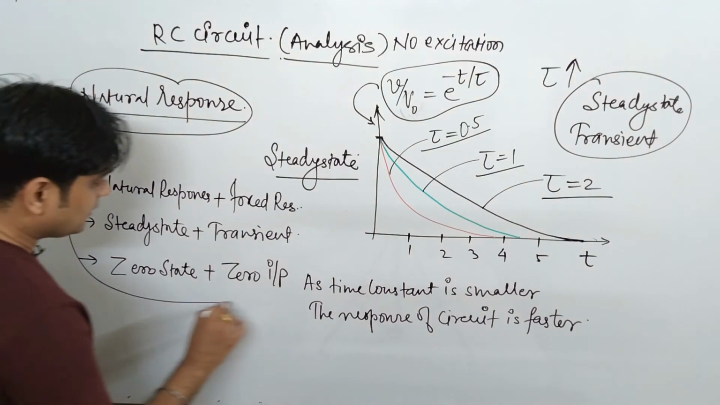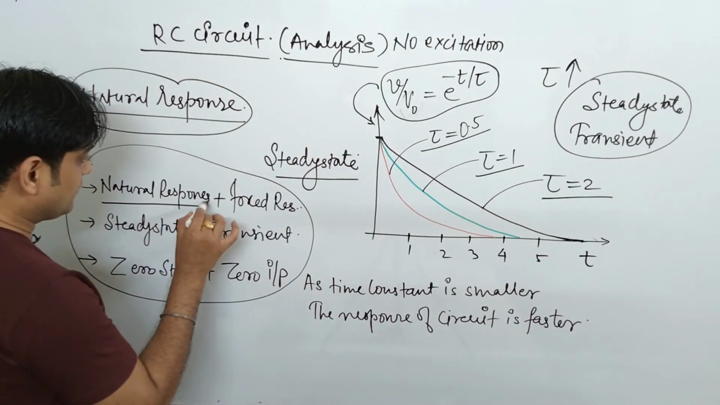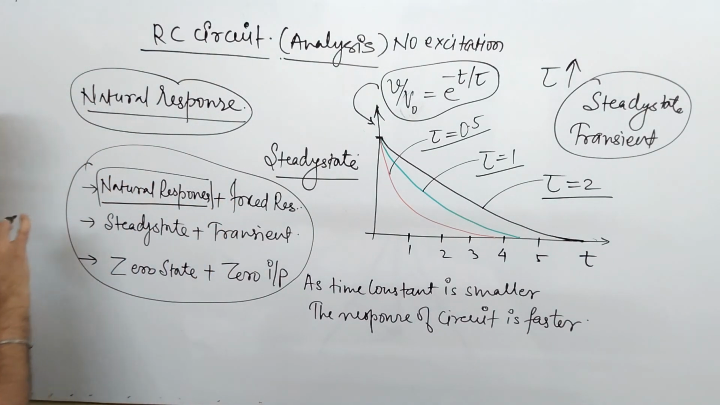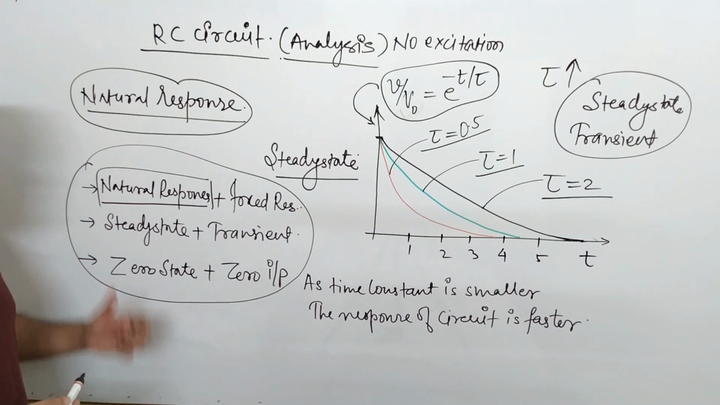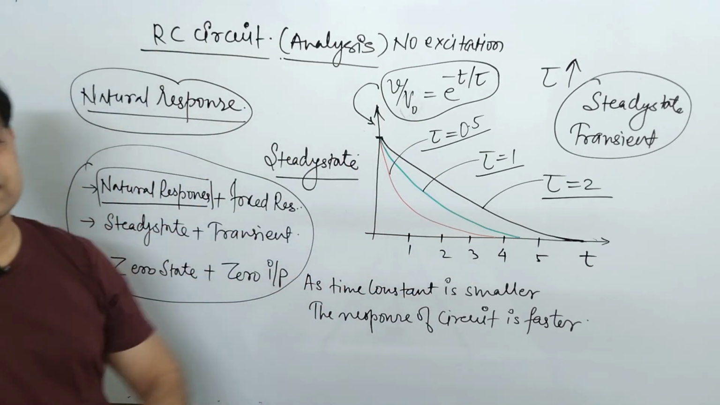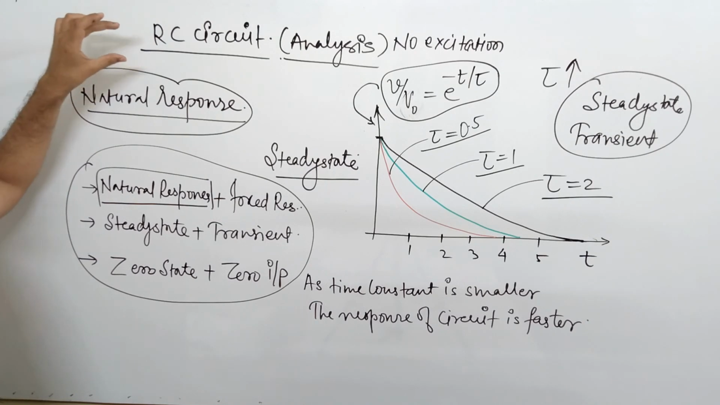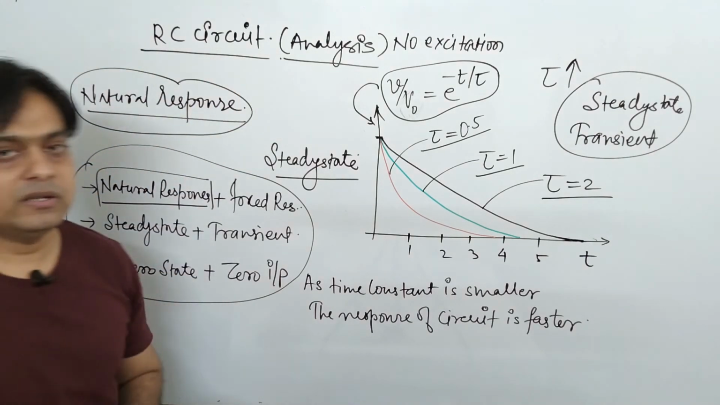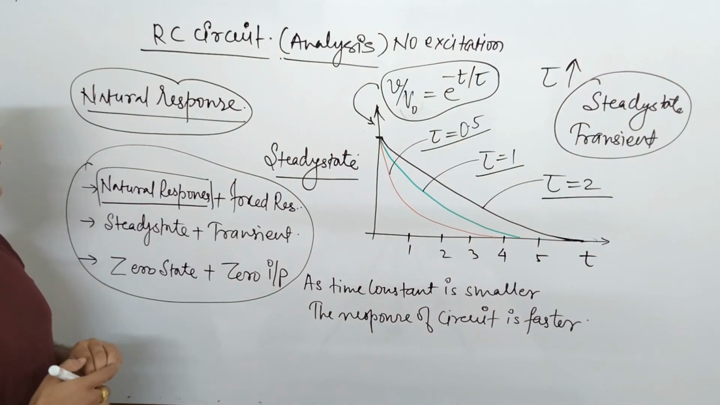So these are the six terms which used to come here, but for the timing I am only talking about the natural response. As of now you understand that when no excitation is applied, the circuit behaves naturally, and this was the natural response of the circuit when no excitation was applied. Okay, so this is all about the analysis of the RC circuit when no excitation is applied. In my next video, we'll talk about the RL circuit analysis when no excitation is applied.